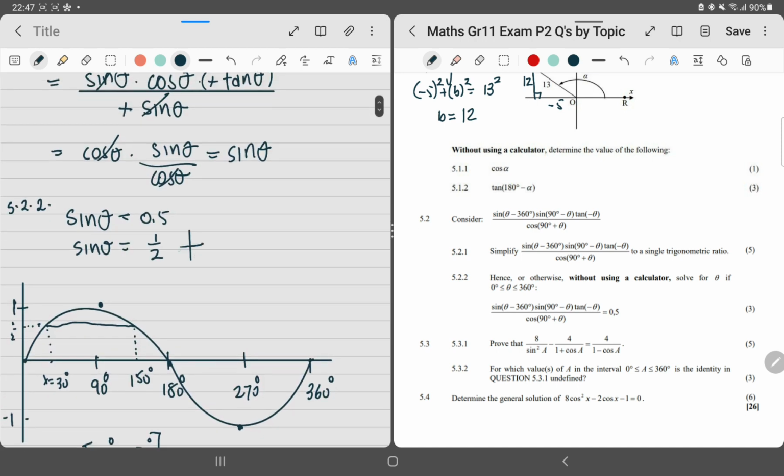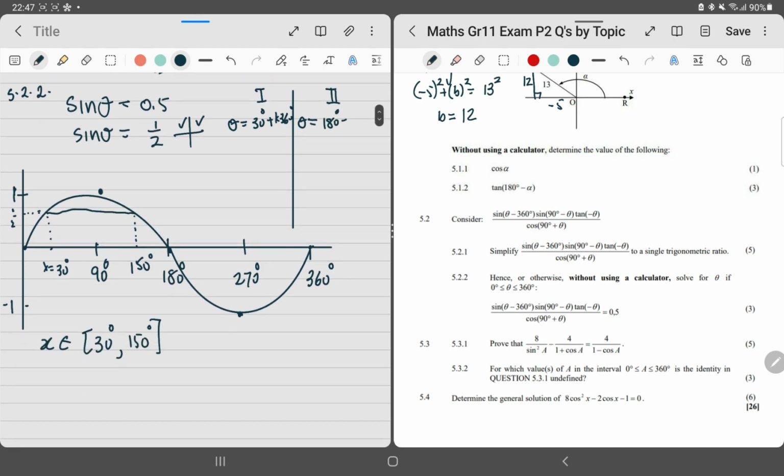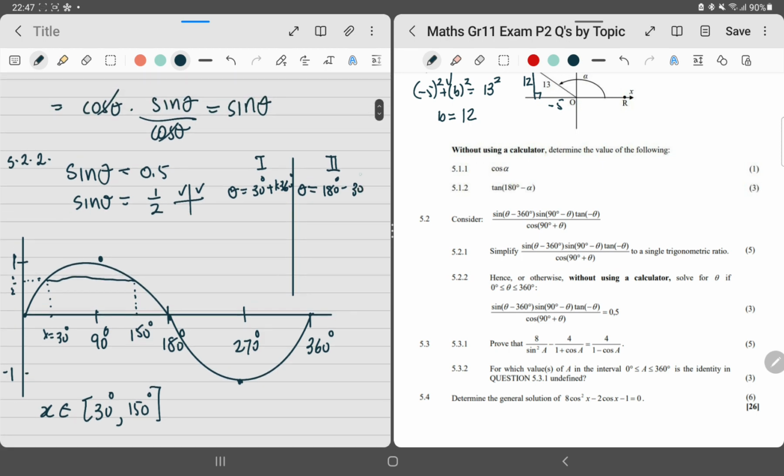You can also use the general solution and say that sine is positive here and there, in quadrant 1 and quadrant 2. So this is theta equals 30 degrees plus k times 360. And then in the second quadrant, this is 180 minus 30 plus k times 360. So this is 150. So you get that and that.